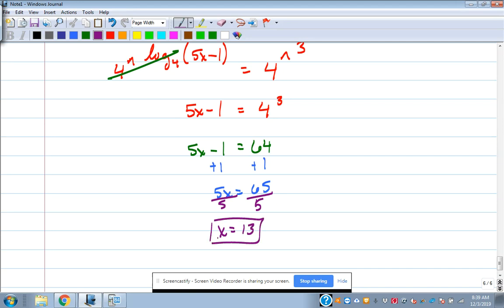Go back to the original and make sure you're not taking the log of a negative. 5 times 13, and then subtract 1, is definitely a positive number. And 4 to the third power is 64, so that's what's inside of there when you work that out. So it works out. It's perfect. Nice and beautiful math.